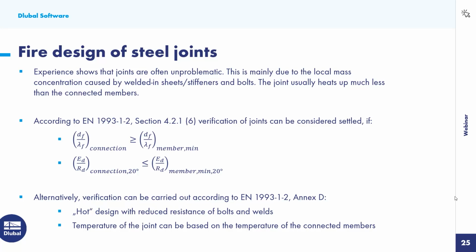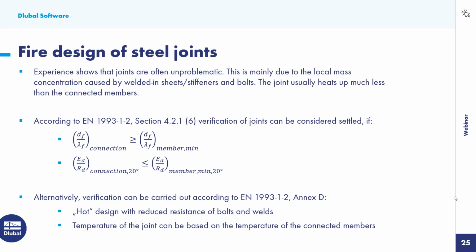But experience from real fire events shows that joints are often not problematic. This is mainly due to the local mass concentration caused by welded-in sheets or stiffeners and bolts in that area. And the increased mass means that the joint usually heats up much less than the connected members. We also have significant shadowing because of these additional plates, which also affects the heating process. As a consequence, Eurocode 3 Part 1-2 provides very simple rules for the verification of joints that you can leverage under elevated temperatures. And I think this is sufficient in many cases.